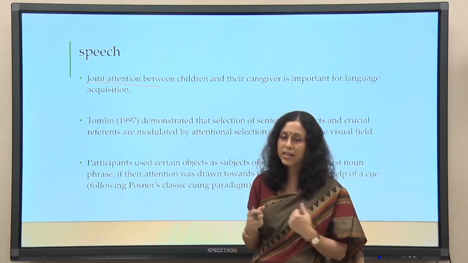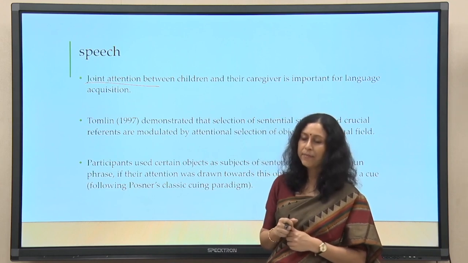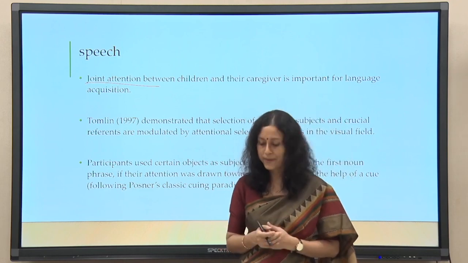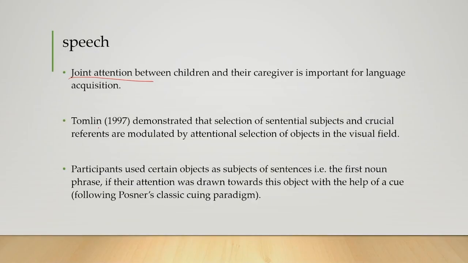Because of this temporal correlation, there have been many studies to look at whether there is actually a modulating effect as well. So, the Tomlin study, which is a landmark study, demonstrated that selection of sentential subjects and cross reference are modulated by attentional selection of objects in the visual field. There were objects in the visual field and the subjects had to speak about them. Participants used certain objects as subjects of sentences, that is the first noun phrase, if their attention was drawn towards that object with the help of a cue. This is Posner's cueing paradigm.